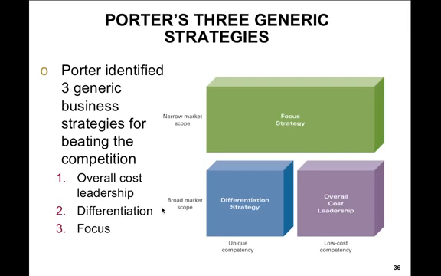Okay, so I'm going to go on for a few more minutes here and talk about the three generic strategies and then end with that concept. So this will be a two-part lecture. I'm not going to cover all of it today.